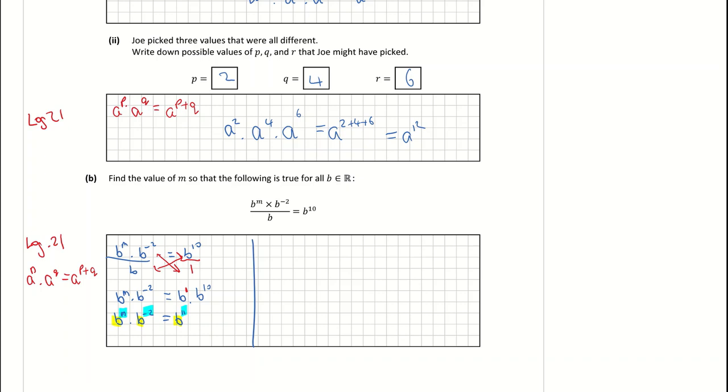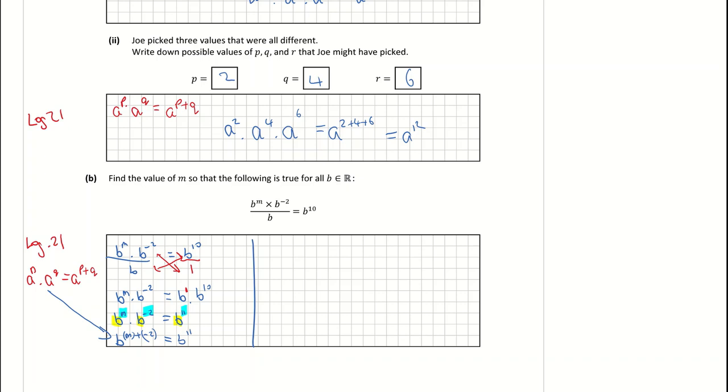But we could go one step forward, actually, if you want. Going from this rule again, b to the m times b to the minus 2, adding the powers, that's b to the m plus minus 2. So I'm adding the powers together. One of them just happens to be a negative, though, is equal to b to the 11.